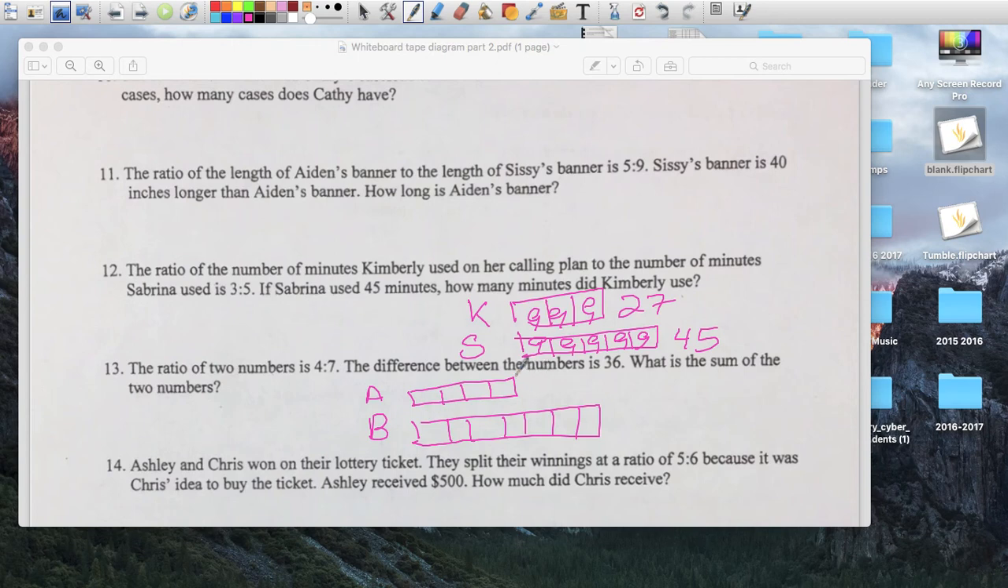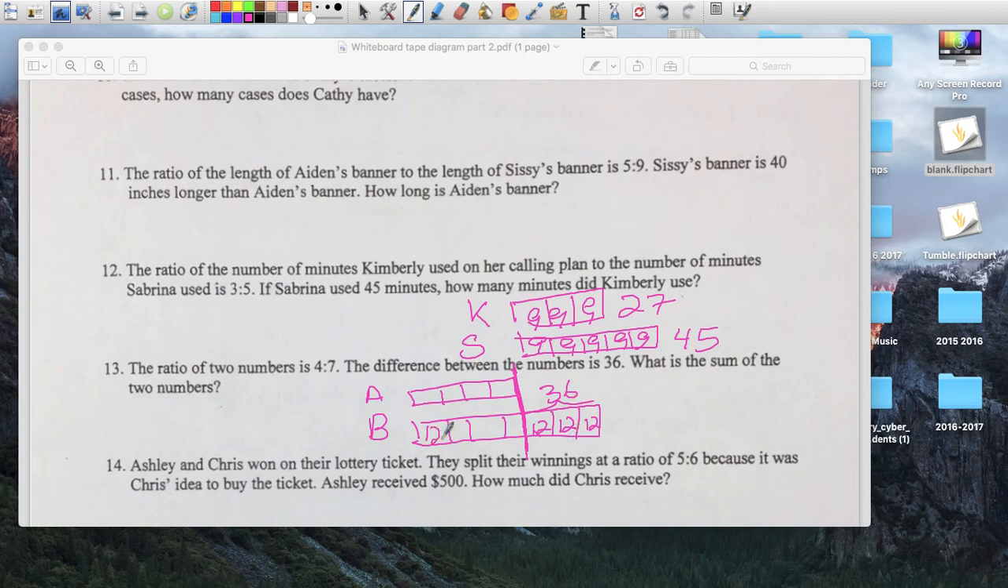So I know the difference is 36. So that means that up to this pink line, they're the same. The difference is the extra part. The extra part is equal to 36. There are 3 boxes, so 36 divided by 3 is 12. So the extra part is 12, 12 in each box. Okay, that makes a difference.